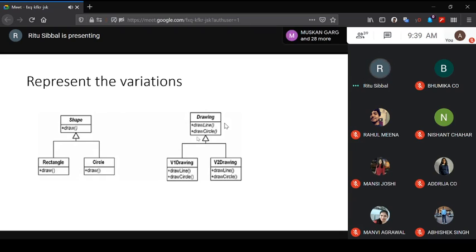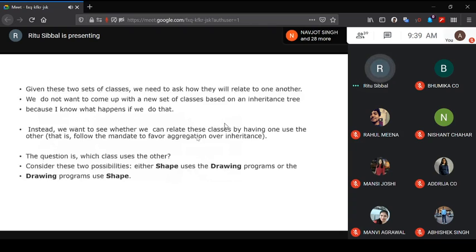That's what we have done. We have put a shape and a drawing, and we have concrete classes, rectangle and circle, and two concrete classes, V1 drawing and V2 drawing, based on DP1 and DP2. Now, given these two sets of classes, we need to ask how they will relate to each other.